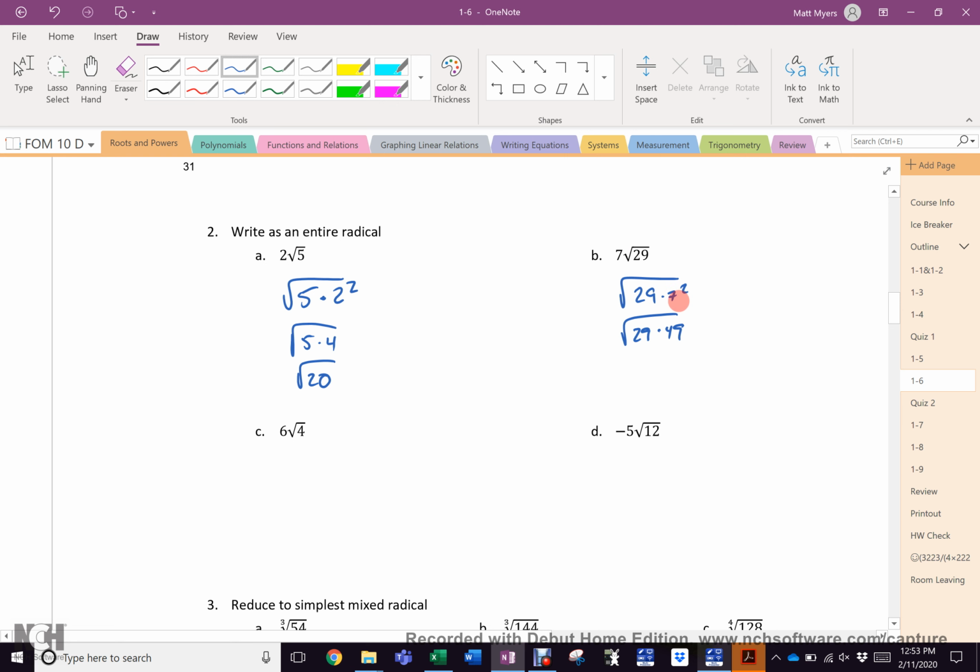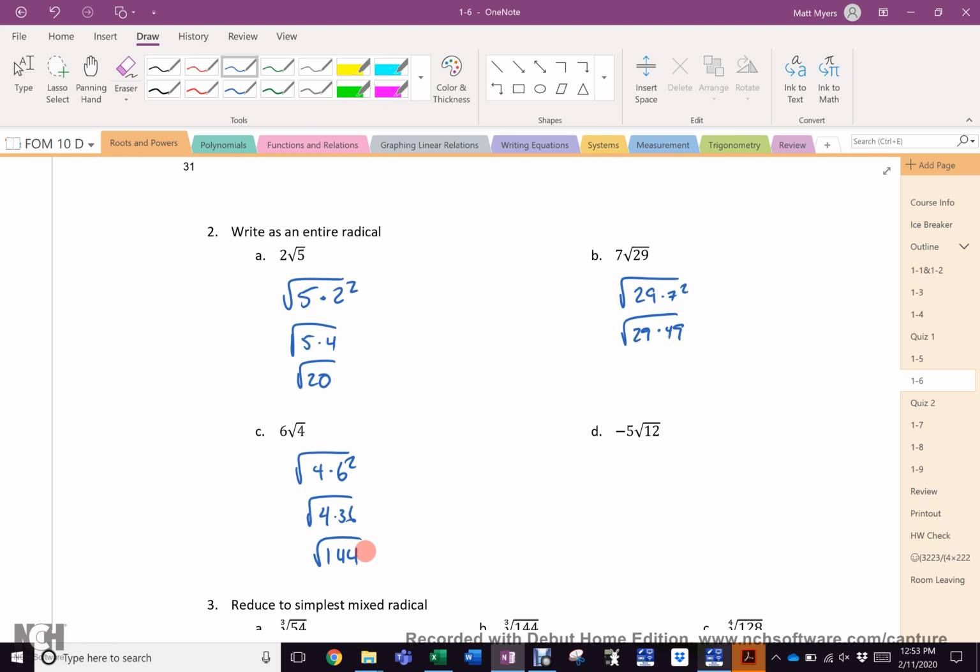Everybody cool? If there's a 6 out there, what was underneath? 36. So 4 times 6 squared, which is 4 times 36, which is the root of 144, which is, of course, 12. Now, D is tricky. Remember, all math that you know always is in play.